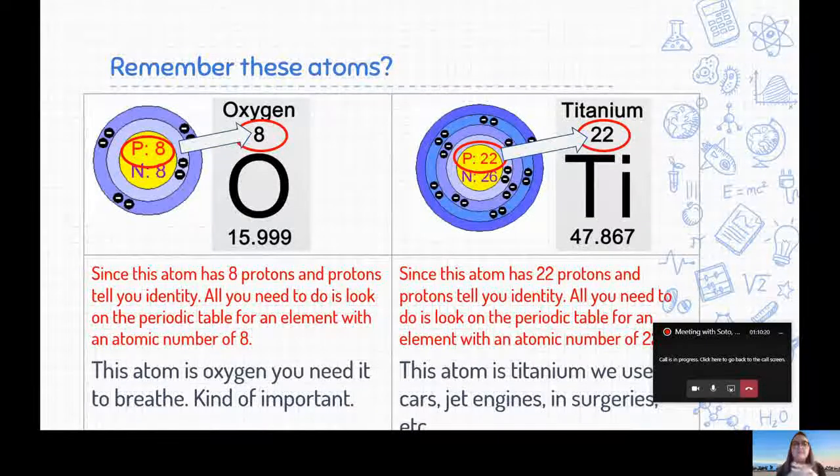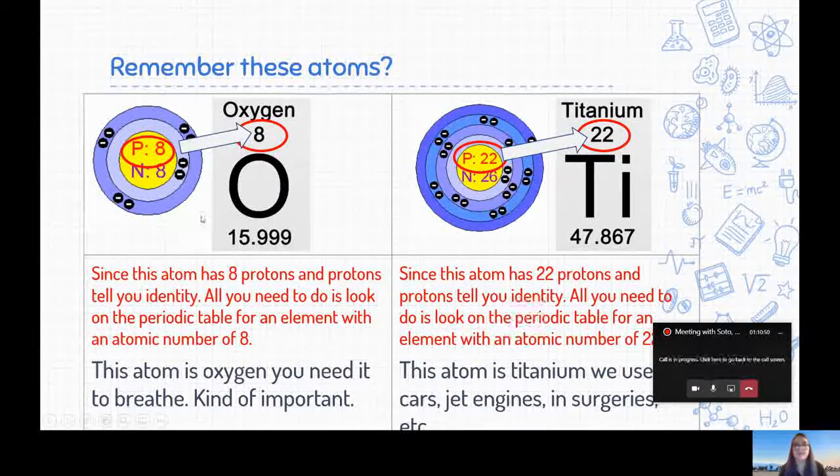Okay. So if you look at the periodic table, like I said, they go in order. So you start from hydrogen, helium, lithium, beryllium, boron, carbon, nitrogen, oxygen. You don't have to know all of them. Don't worry. You get a periodic table in your tests. So you just look for the number and you match it to the number of protons. And now you know that that atom is an atom of oxygen for this one. And for this one, it's an atom of titanium.